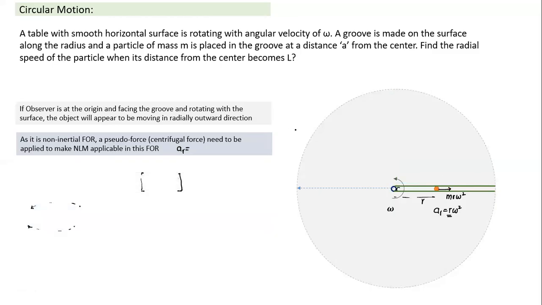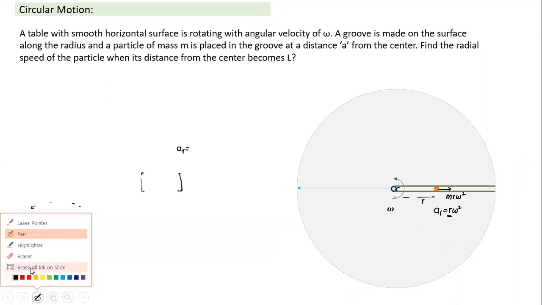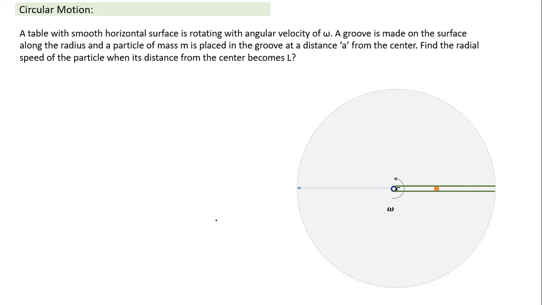Is that clear to everyone? Okay, Hemant, have you understood? Yes, sir. What have you understood? That we see a centrifugal force, which is a pseudo force.